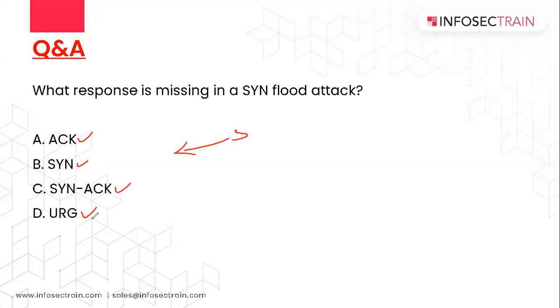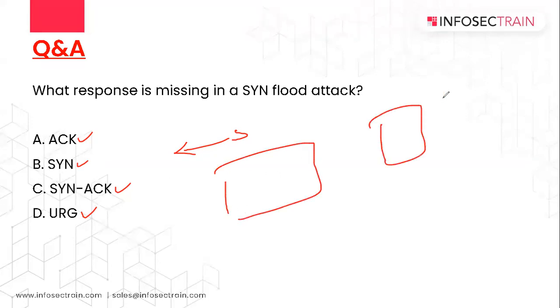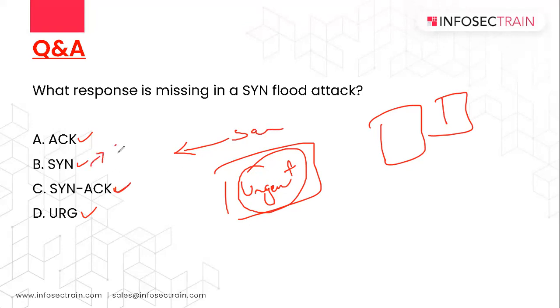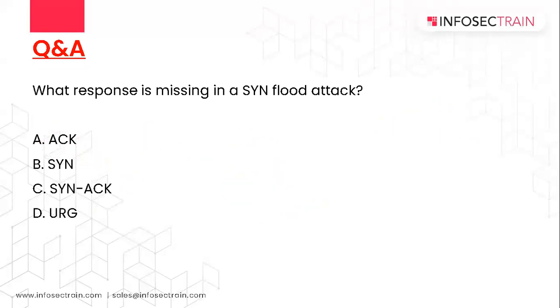Then after this, we have your URG, right? This urgent flag is used to indicate that, let's say we have hundreds of packets, and out of those hundreds of packets, we give this particular packet a flag of urgent, right? So we are indicating that this particular packet contains some urgent data. So it is not relevant to the three-way handshake. The SYN-ACK is received from the server. Then we have the SYN, which is considered as a hello, and it will be sent by our attacker. So the particular response which is missing inside our three-way handshake is the acknowledgement, so the correct answer is acknowledgement.